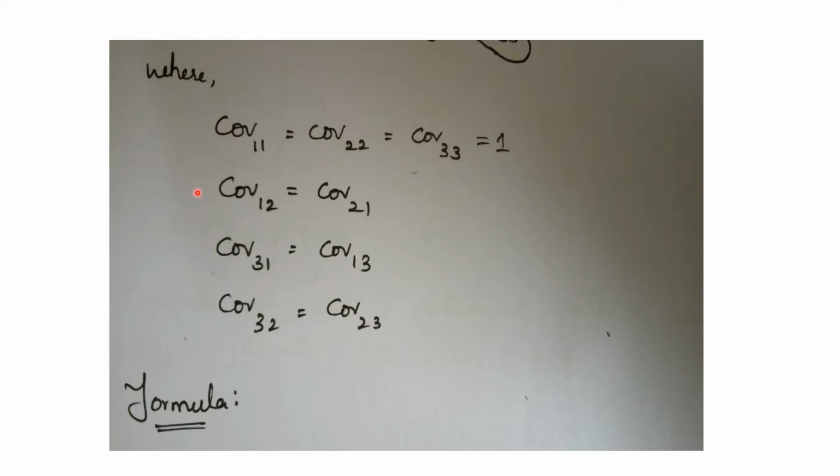So here covariance of 1 1 is equal to covariance of 2 2 is equal to covariance of 3 3, and the value will be equal to 1. So covariance of 1 2 is equal to covariance of 2 1. Same, covariance of 3 1 is equal to covariance of 1 3, and covariance of 3 2 is equal to covariance of 2 3. So here you can see the formula for return and risk.